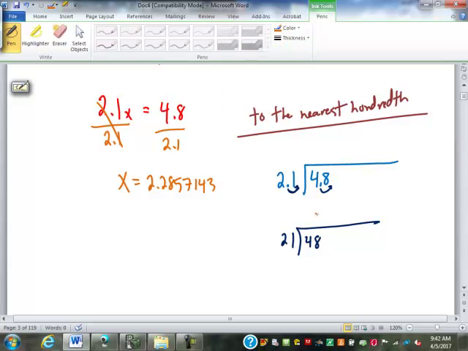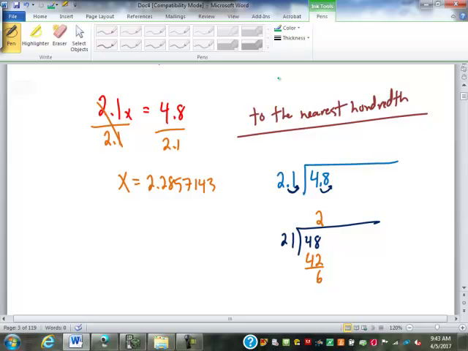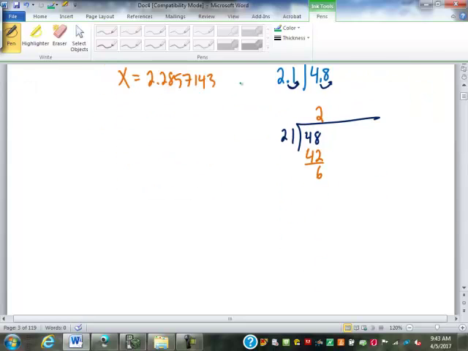21 goes into 48 twice. 2 times 21 is 42, which leaves us with 6. Now, before we would stop there, we just have that remainder of 6. But now we know that we can keep going. To keep going, we have to add a decimal point. Then I have to bring that decimal point up before I do anything else. Then I can add a 0 here and bring down that 0.